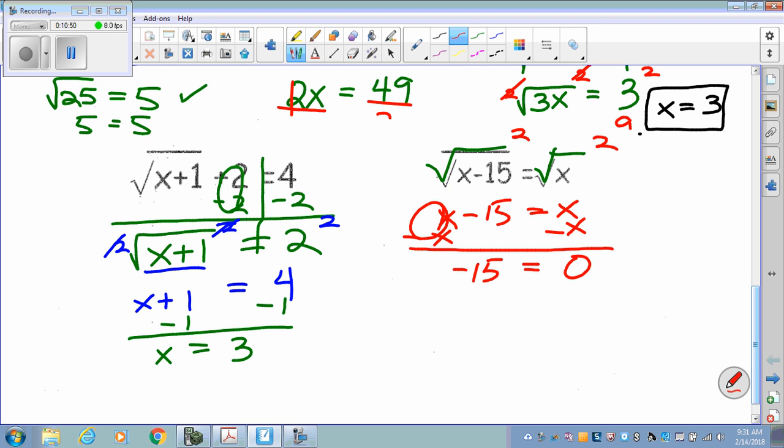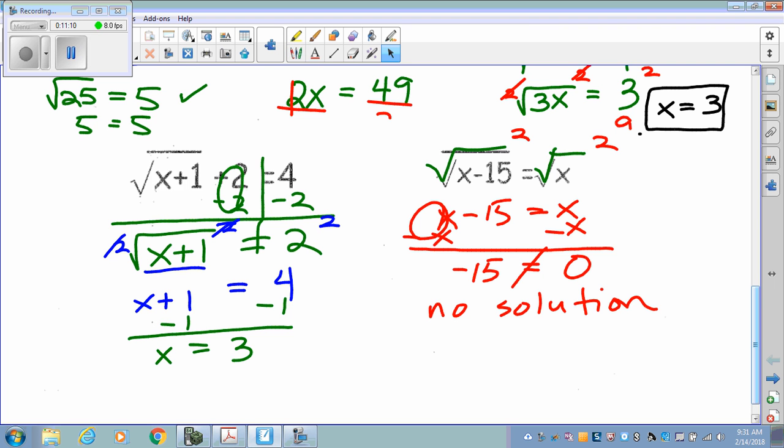So what does that mean? Can that ever be true? No. Right? They're not equal. It's not equal to 0. So this would be no solution. All right, there's no value of x that you could substitute in that would make that equation true.